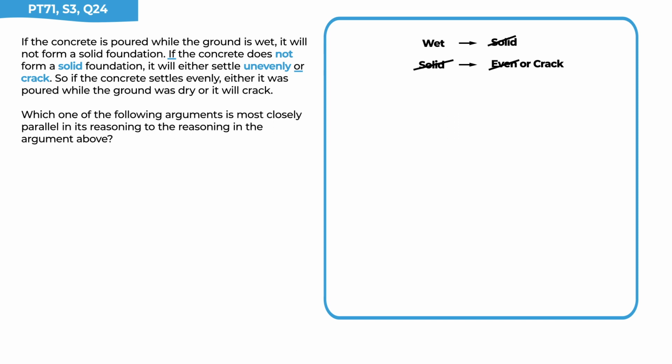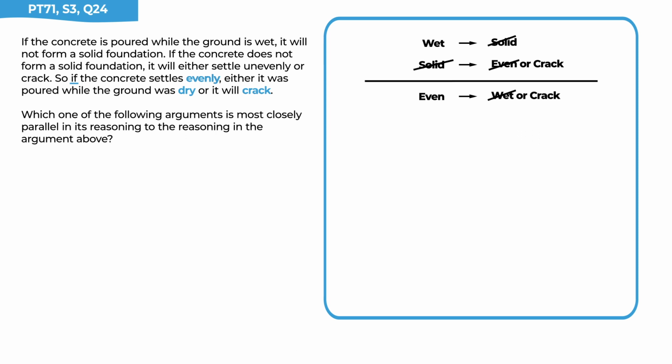Our last sentence begins with the word so, which always indicates a conclusion. And in this case, it indicates the only conclusion, the main conclusion. It is yet again conditional because we have another if. So our conditional says if it settles evenly, then either the ground wasn't wet or it will crack. I could write the word dry, but I'm trying to keep track of logical opposites. The idea is that we're symbol matching, A, not A.